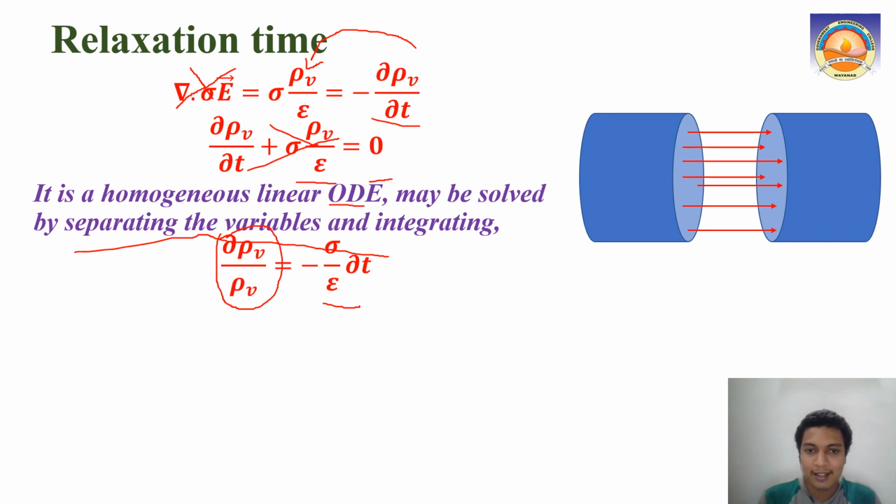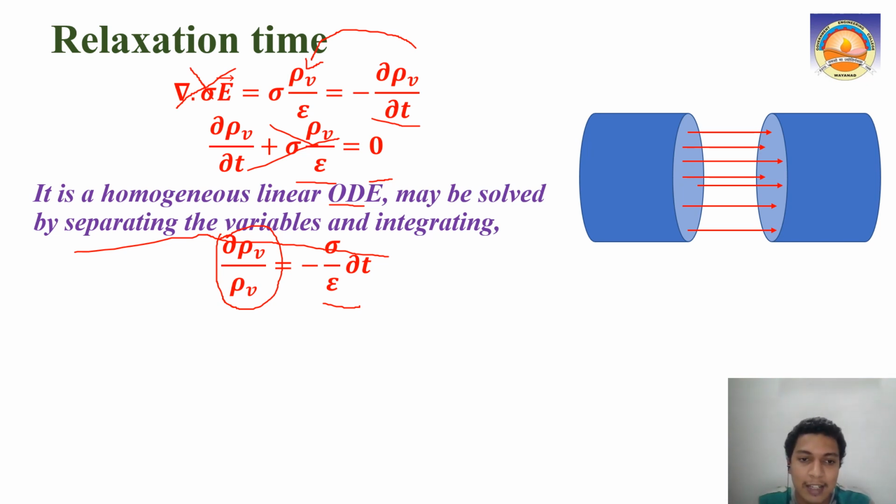This you can try if you want. You have to rearrange the equation in a form so that on one side you have dou y by y, and on the other side you have something like A into dx. So it is easy to integrate. That is why we are doing this part. So dou rho V by rho V equal to minus sigma by epsilon into dou t. Now it is easy to integrate.